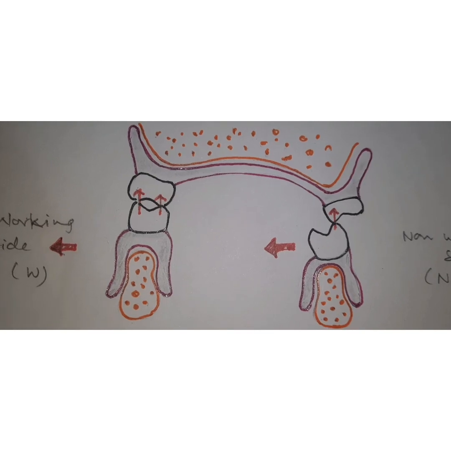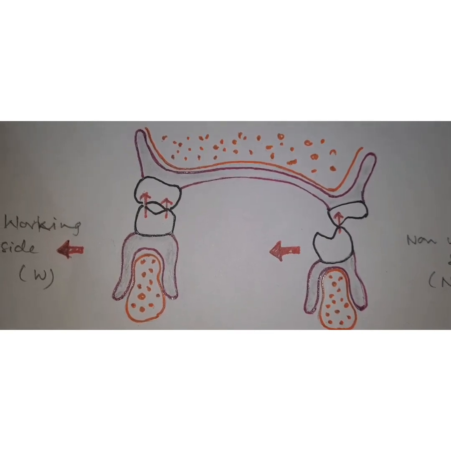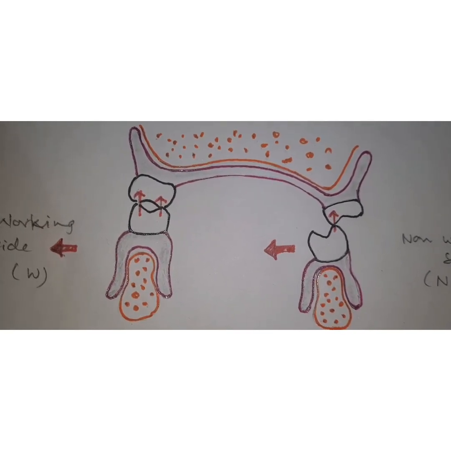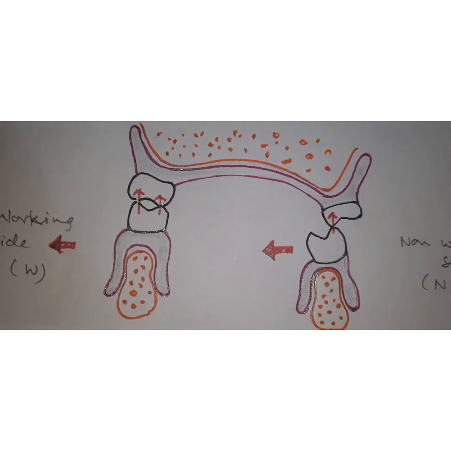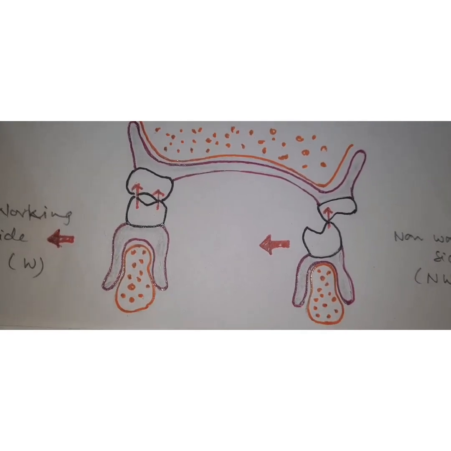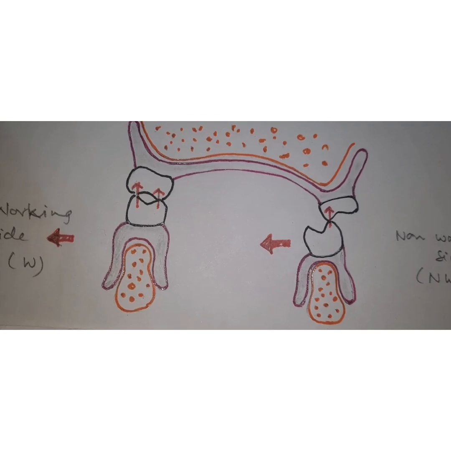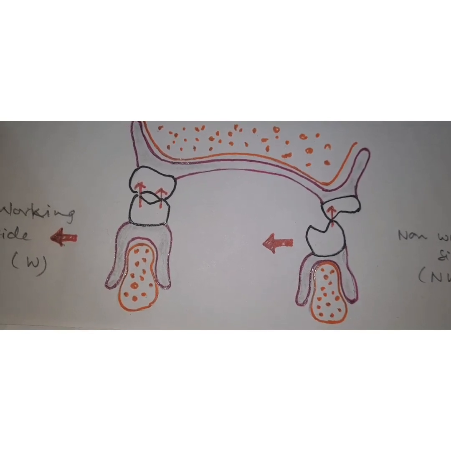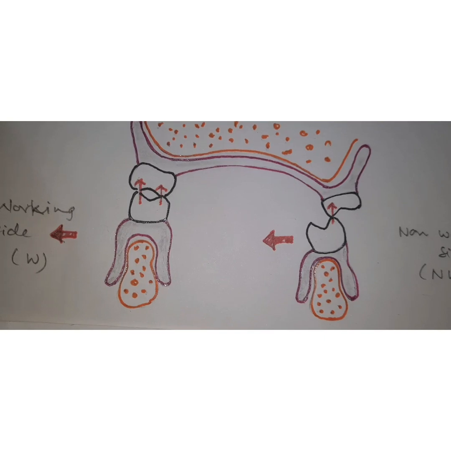So in short, in balanced occlusion you have the teeth in occlusion both on the working side and on the balancing side. That is, you have simultaneous contact on all the excursive movements and protrusive movement of the jaw.